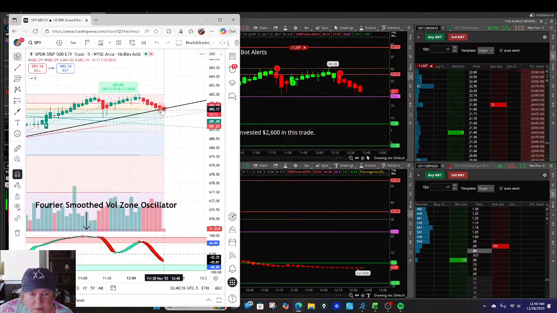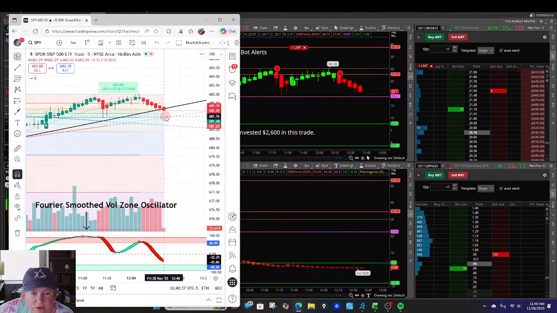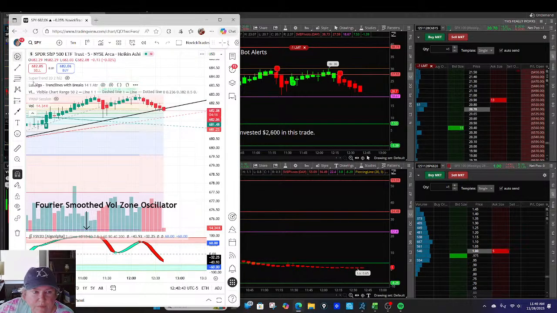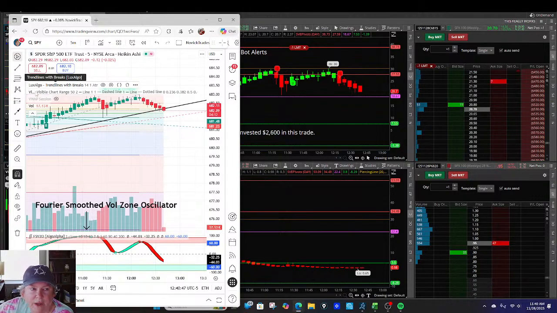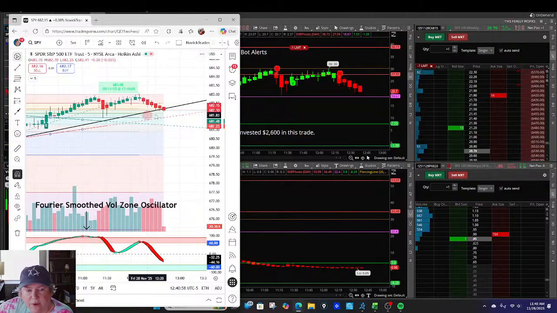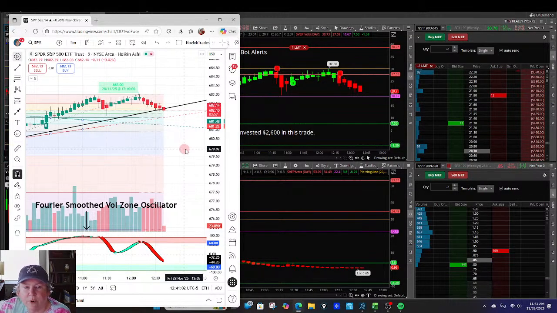It could very well come down past this and bounce off of this. Let's see what these are called. Lux Algo trend lines with breaks. So that's these solid green, solid red, and dotted green. That's what that is. That's the trend lines with breaks.